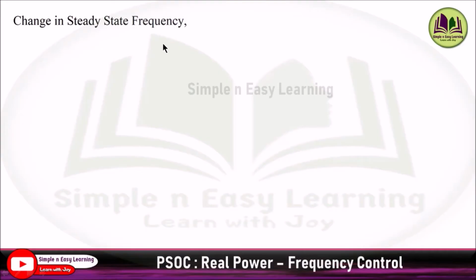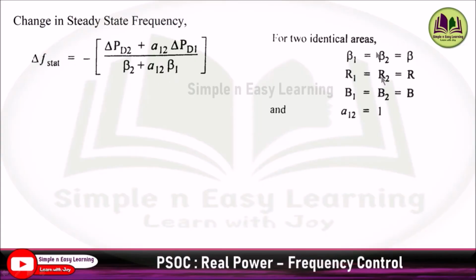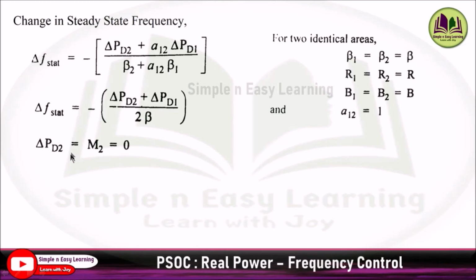Now the change in steady state frequency, that is del F stat. This is what is asked in the problem. The formula for that is minus del PD2 plus A12 del PD1 divided by beta 2 plus A12 beta 1. For two identical areas, beta 1 is equal to beta 2 equal to beta, R1 equal to R2 equal to R, B1 equal to B2 equal to B, and A12 is equal to 1. Now substituting this, A12 is 1 and beta 2 is equal to beta 1 is equal to beta, so the denominator becomes 2 beta.